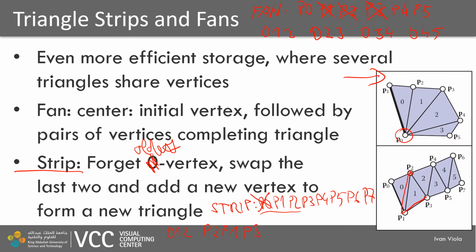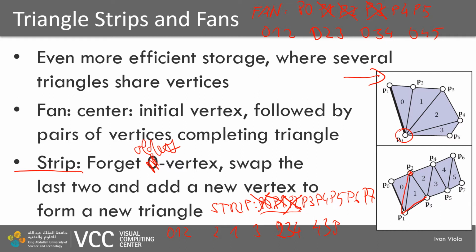So 2, 1, 3. And then for the next one, we are not performing a swap, but we forget the P1, and then we will have 2, 3, 4. And then we forget the P2 and swap. Then we will have 4, 3, 5.